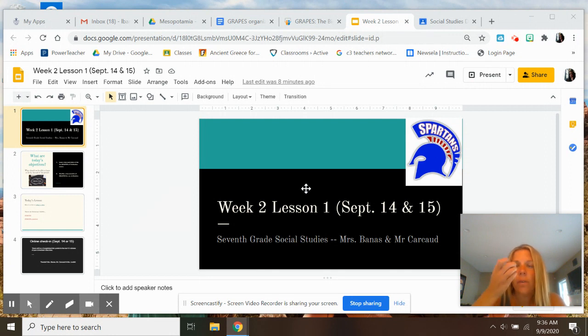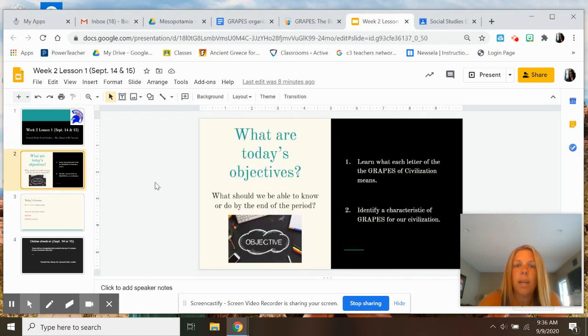Today, what we're going to do is focus on our first unit of social studies for 7th grade. And that includes learning about something called GRAPES. So what you will see each time that you get one of these Google Slides is that it will look the same. It will say what are today's objectives. So today's objectives are learn what each letter of GRAPES of civilization means, and then hopefully identify what should we be able to do. Identify a characteristic of GRAPES for our civilization, meaning our civilization currently in the United States.